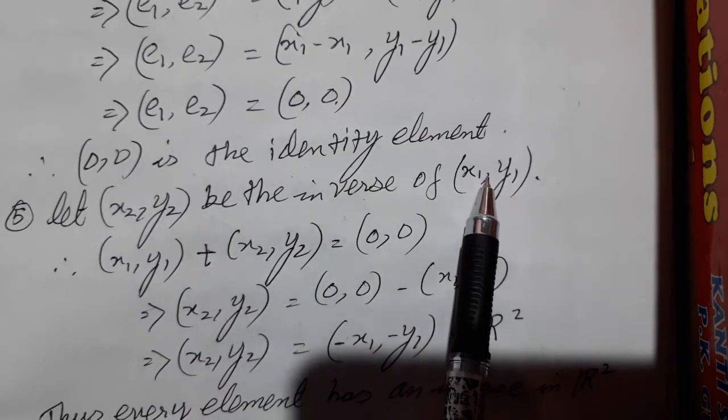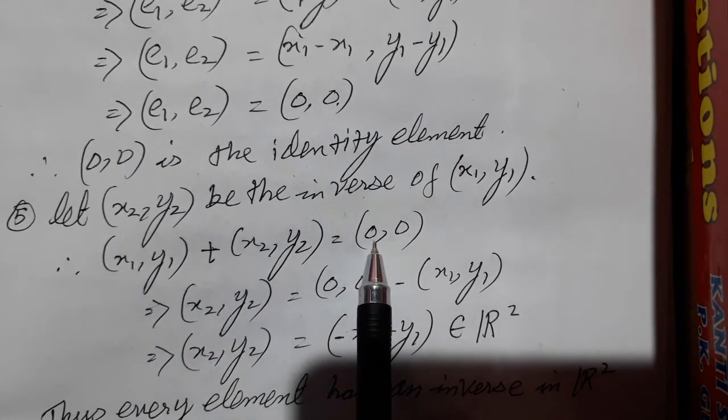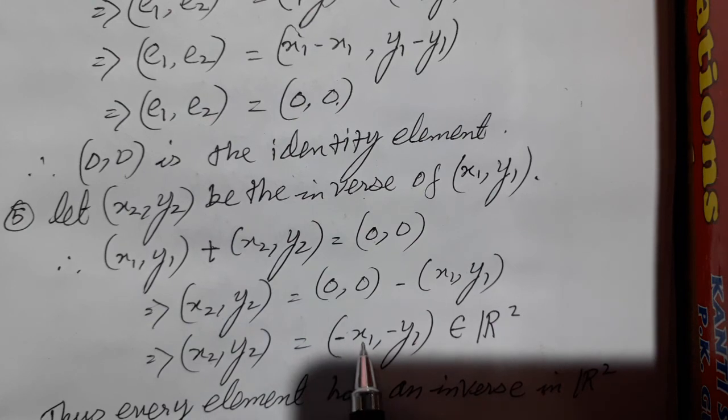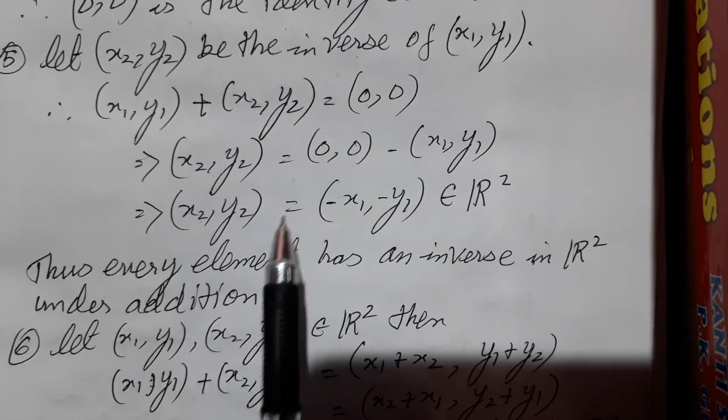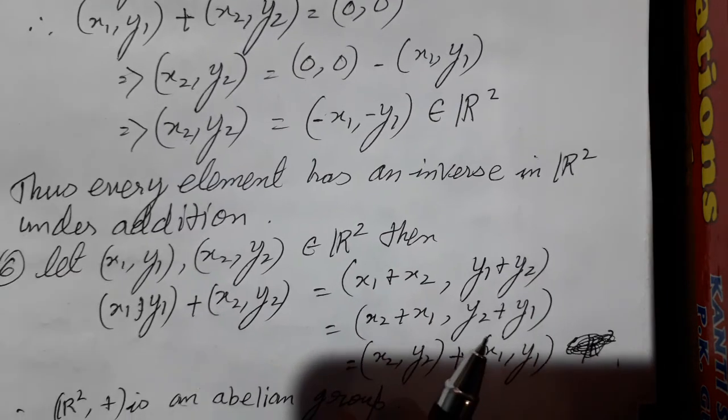Suppose this is the inverse of this, then this plus this, I should get 0. That is the identity element. So from here I can easily find this, so this will go this side. So I get minus x1, minus y1, which belongs to R2. So every element has an inverse in R2 under addition, which means every element has an inverse.